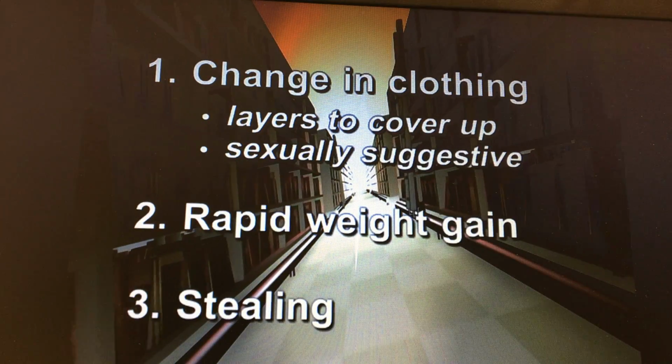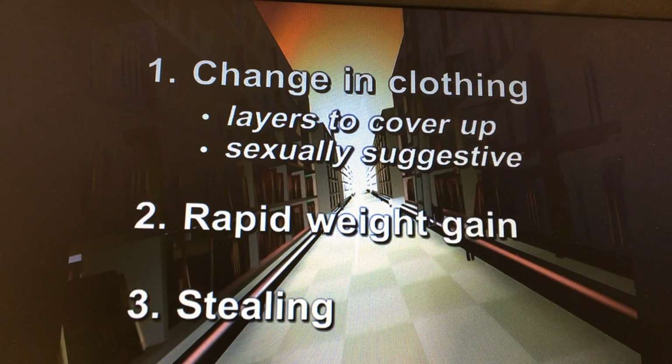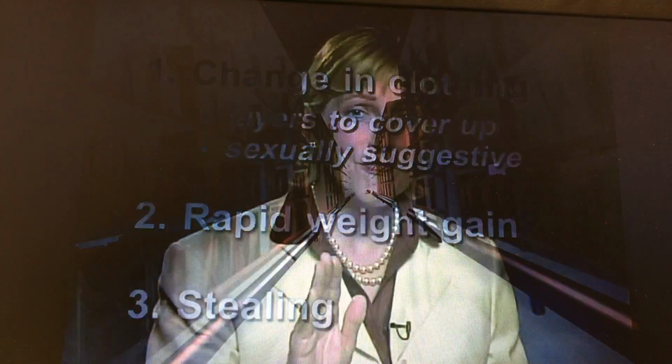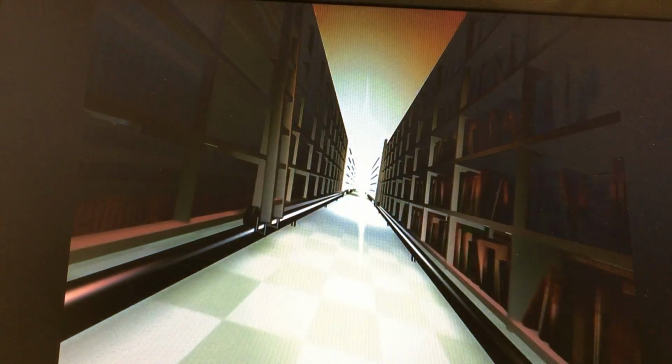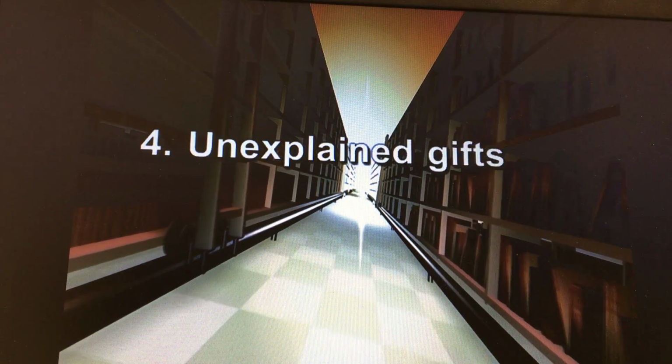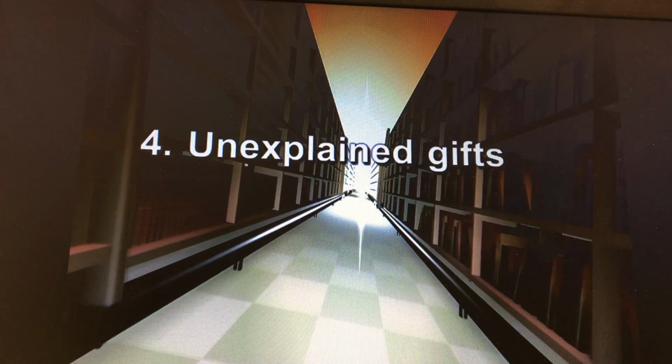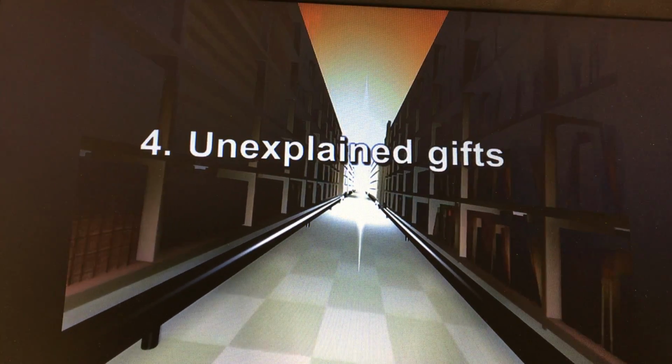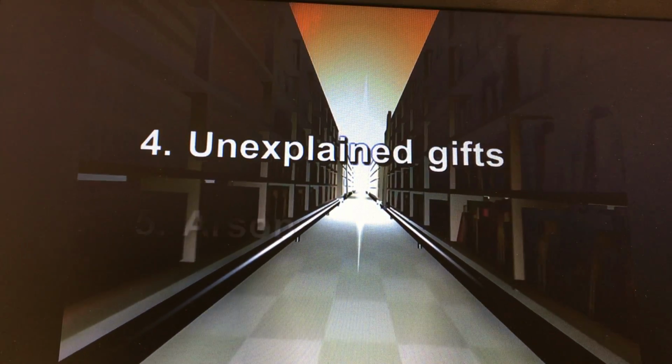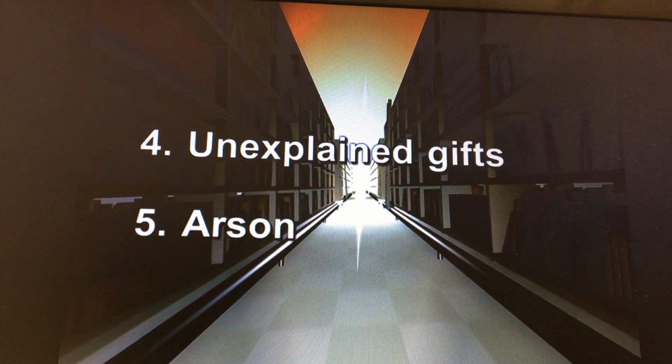The third thing is that they'll often steal. Now, I want to be very careful with this one. You can steal and not be sexually abused. You can be sexually abused and not steal. But in the research, someone took something from you without your permission, you're going to take something from somebody without theirs. The fourth characteristic, they often come with unexplained expensive gifts, and often it's jewelry. And in boys, they often start fires.